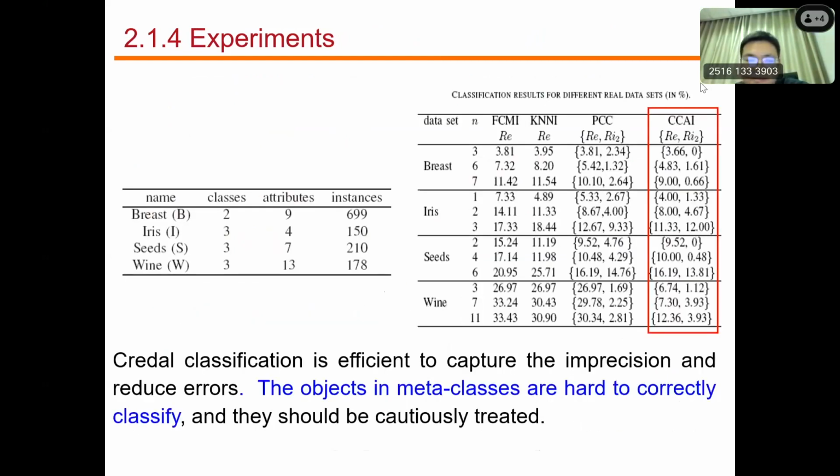This is using some other often used open data sets. We can see we can reduce errors, but of course it causes some imprecision. So we should find a balance between the errors and the imprecision.